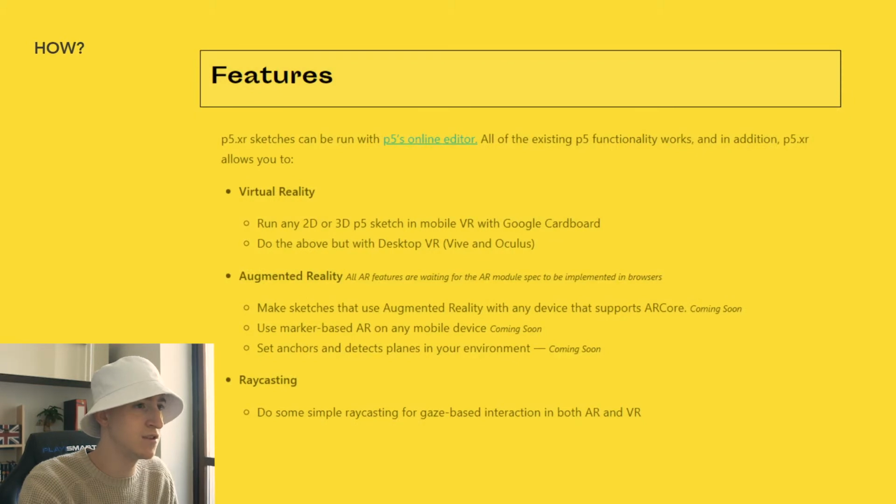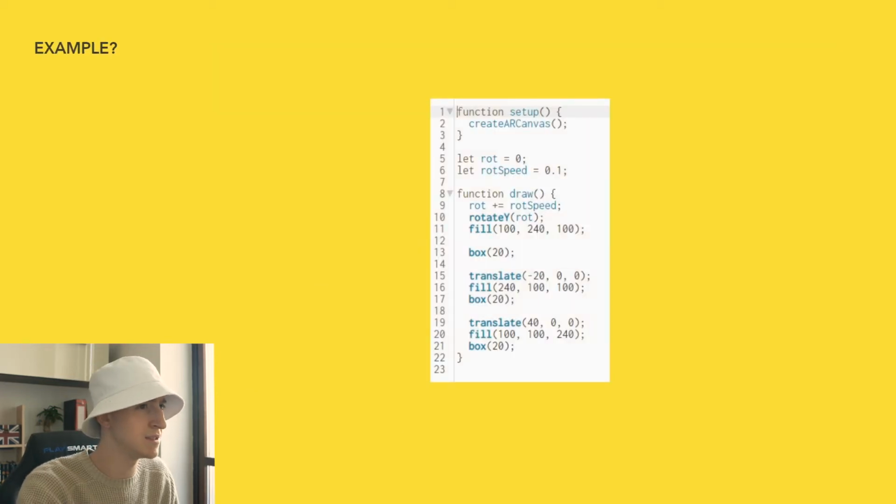If you see the features, what you can do is virtual reality, augmented reality, which is the thing I found most interesting, and also some raycasting. But let's skip it and see one example of AR. You can see it runs also on the P5JS editor on the web. Basically, there's not such good documentation about it. It's just some examples.